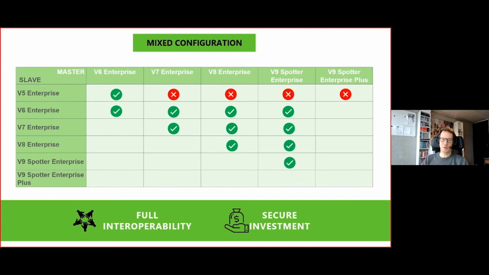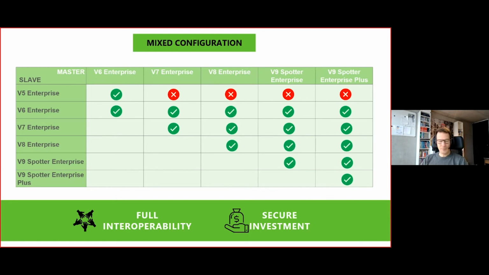Version 9 can be connected from version 6 to version 9 Enterprise slaves. And then version 9 Enterprise Plus can be connected to all of these slaves except the version 5 slave. So again, here you have a full operability with all the older versions. If you are running slaves with older versions, you can connect to the latest master server, and you have also the features or the functionalities of the Spotter, the version 9 Spotter, that you can use also with the older slaves. So again, it is securing, it's saving your investment.